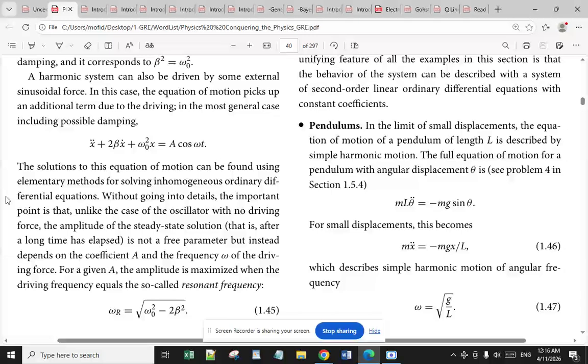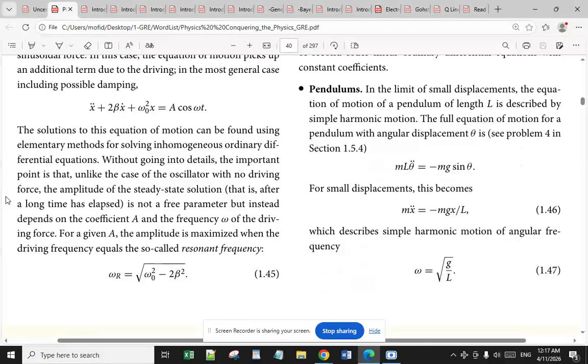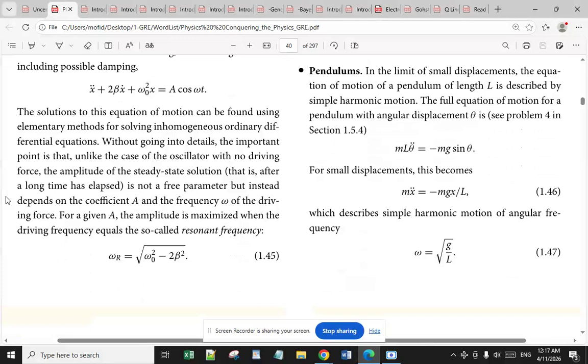Without going into details, the important point is that unlike the case of an oscillator with no driving force, the amplitude of the steady-state solution, that is after a long time has elapsed, is not a free parameter but instead depends on the coefficient A and the frequency omega of the driving force. For given A, the amplitude is maximized when the driving force frequency equals the so-called resonance frequency, based on equation 1.45, omega r is equal to the square root of omega 0 squared minus 2 beta squared.